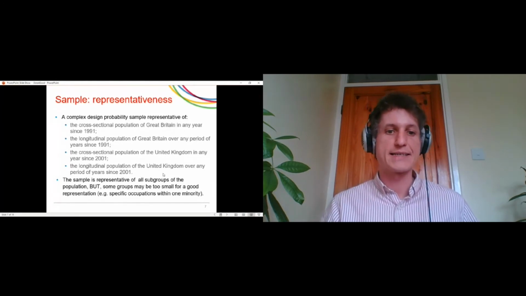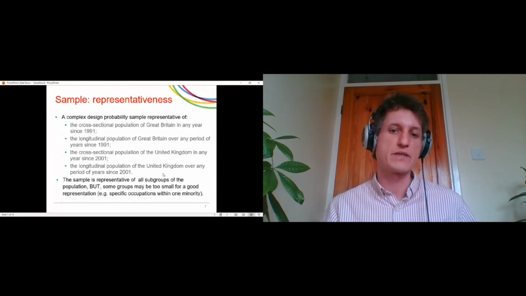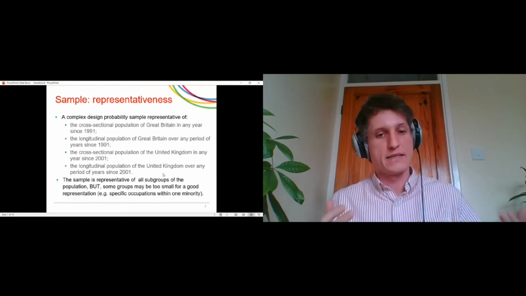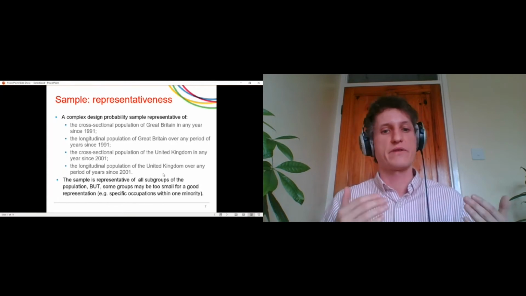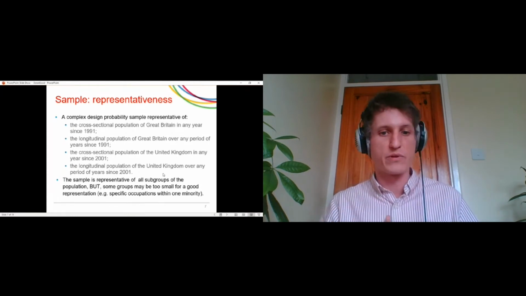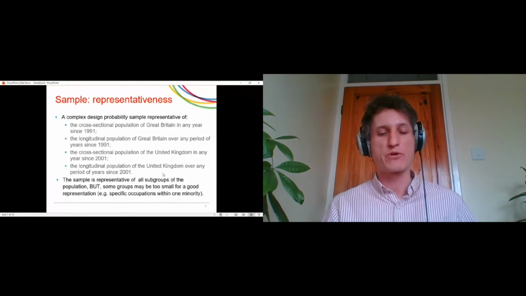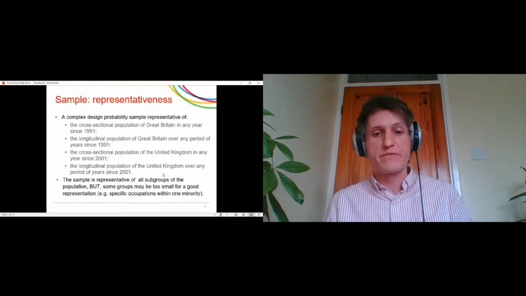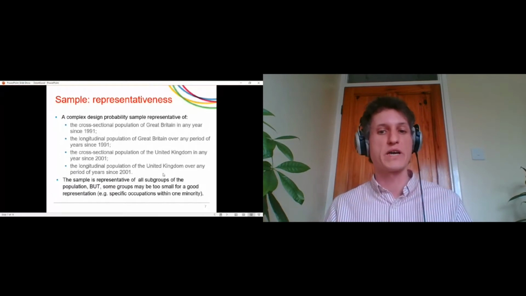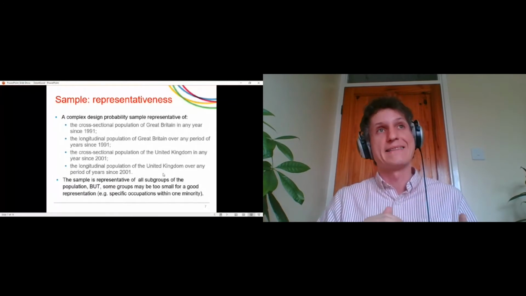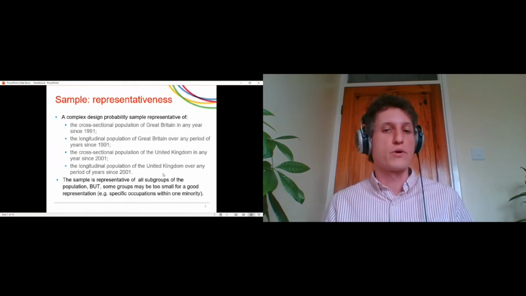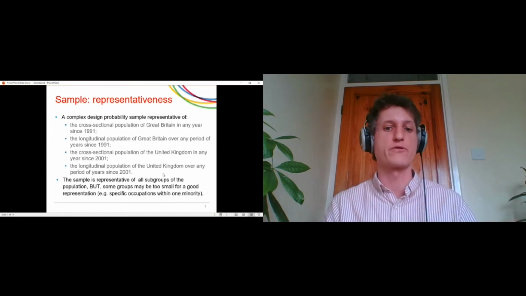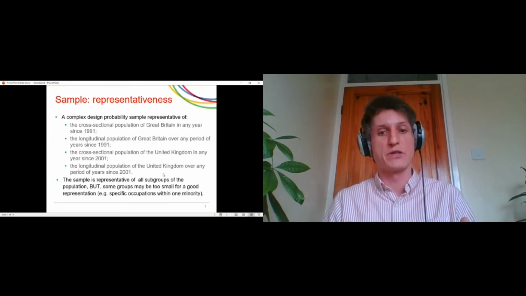The second point is that technically our sample is representative of all subgroups of the population, but as in any survey, even a survey with a very large sample like ours, it may happen that some groups are too small for a good representation. So for example, if you are looking for specific occupations within just one minority, then it's almost impossible to do that in survey research, unless you survey a very specific group, not the whole population like we do.